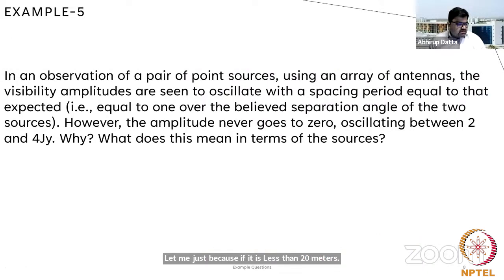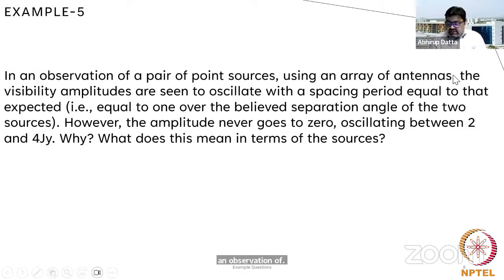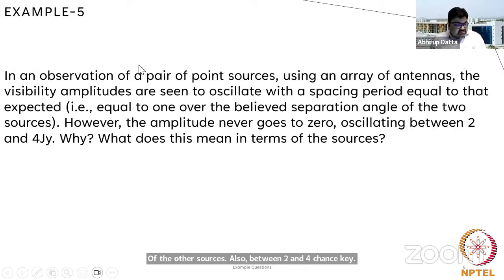Feel free to ask questions if you have any. Example 5, in an observation of a pair of point sources using an array of antennas, the visibility amplitudes are seen to oscillate with a spacing period equal to that expected, that is equal to 1 over the believed separation angle of the sources. However, the amplitude never goes to 0, oscillating between 2 and 4 Jansky. Why? What does it mean in terms of the sources?